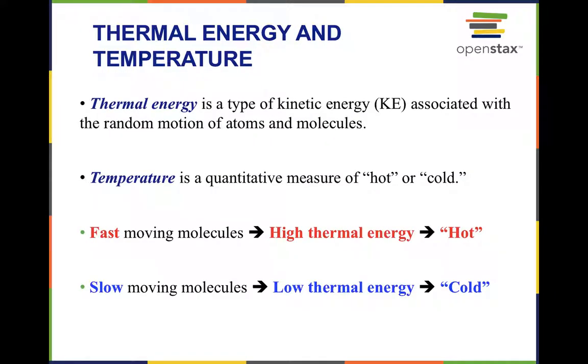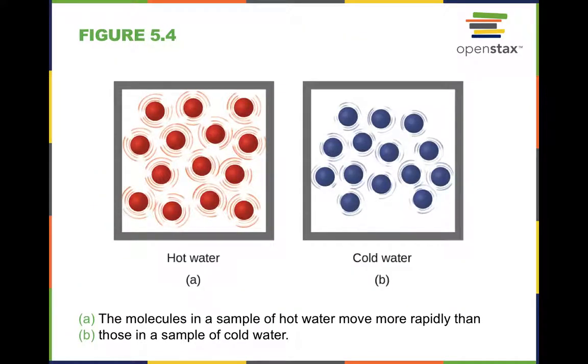Thermal energy is a type of kinetic energy. It's the random motion of the particles, and as something gets hotter, those motions increase, or it has higher thermal energy or faster moving particles. If something slows down, then it has lower thermal energy or it is cold. So in these 2 pictures, we have hot water and cold water, and the hot water molecules are moving faster, so they would have higher kinetic energy and they would have higher thermal energy.